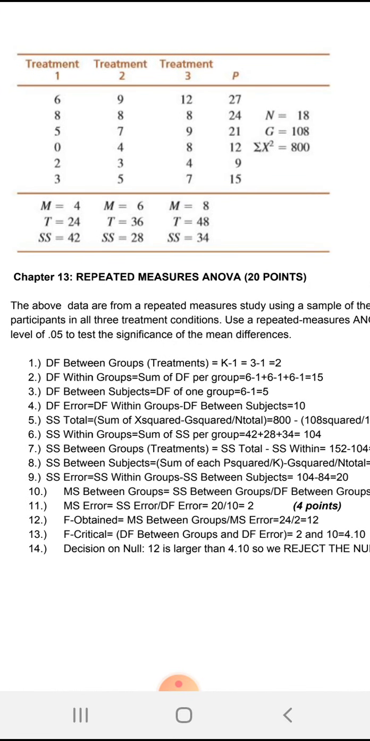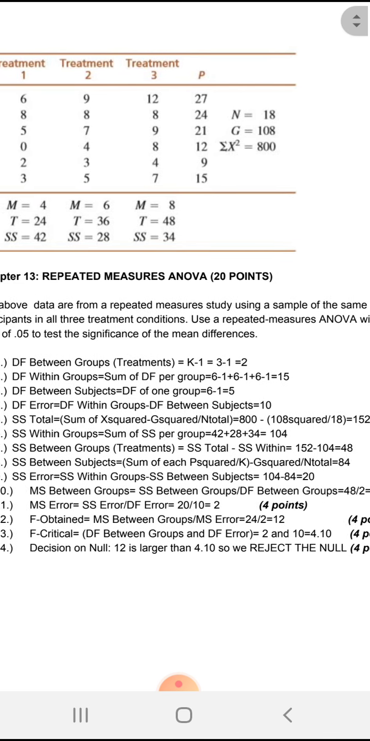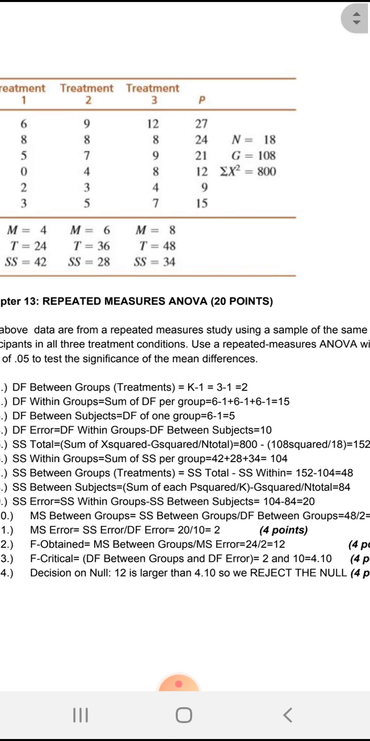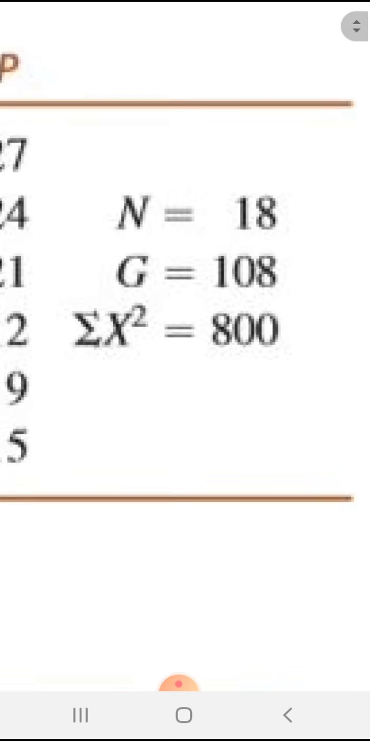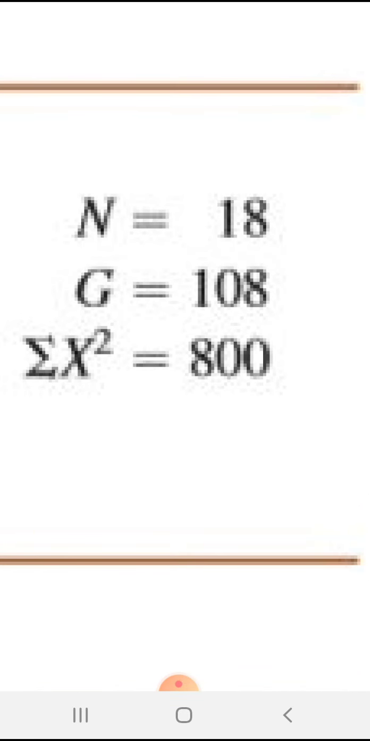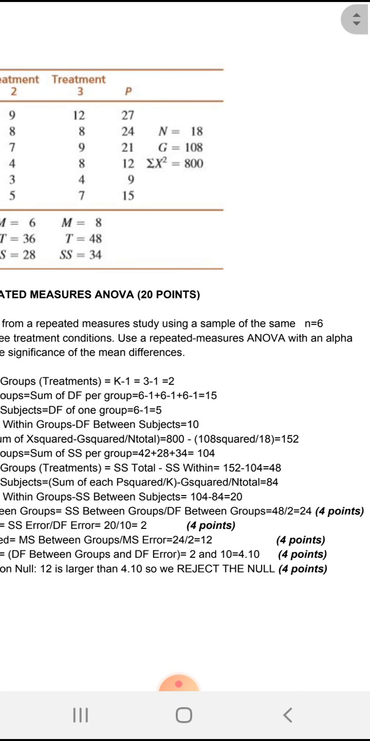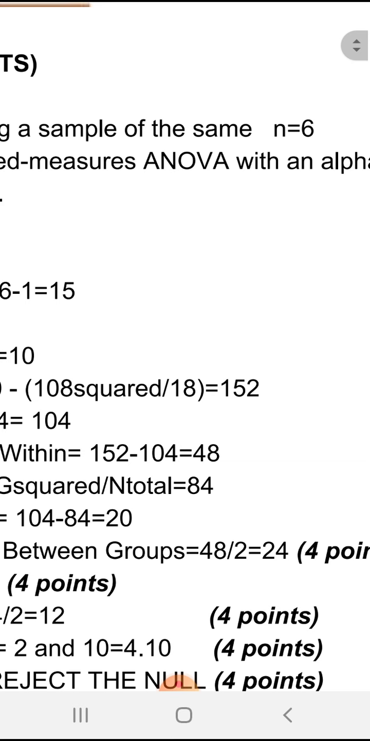So now we have all the 4 degrees of freedom that you need for repeated measures ANOVA. Next step is we're going to get the sum of squares. So the first sum of squares I want you to get is the sum of squares total. It's simply the sum of x squared minus G squared divided by N total. Now, all 3 of those values are given to you right here. So you just plug those values into this formula, and it comes out to 152.